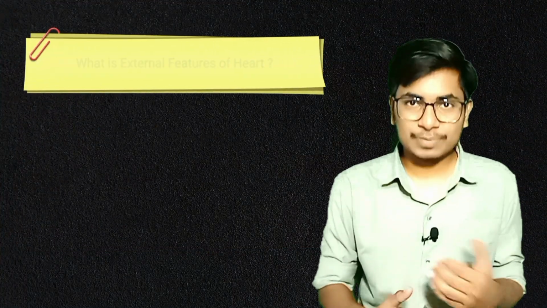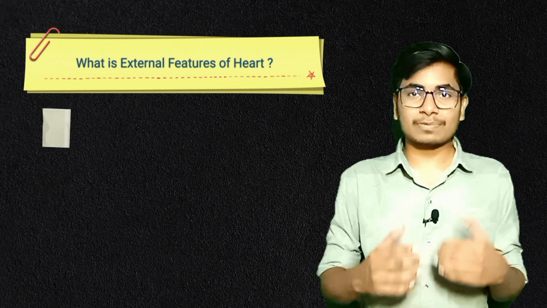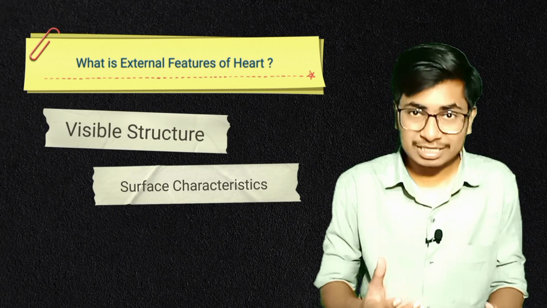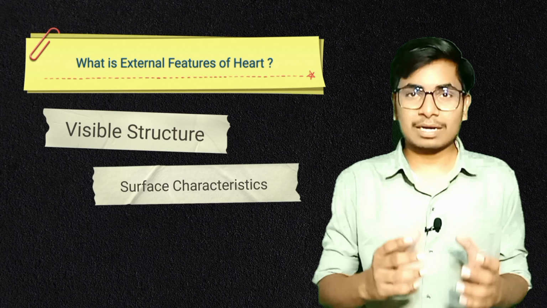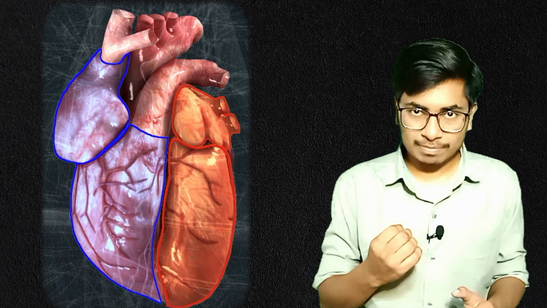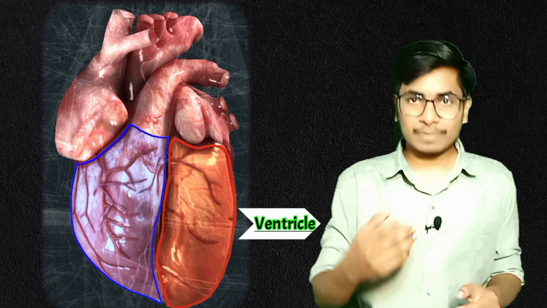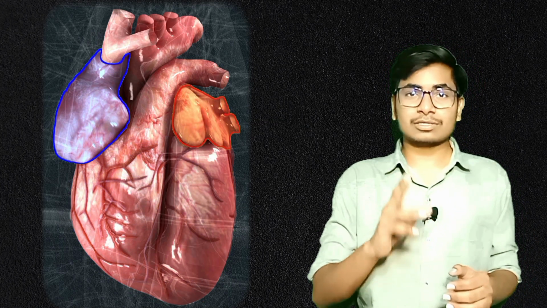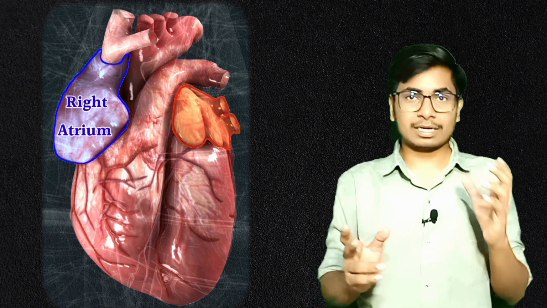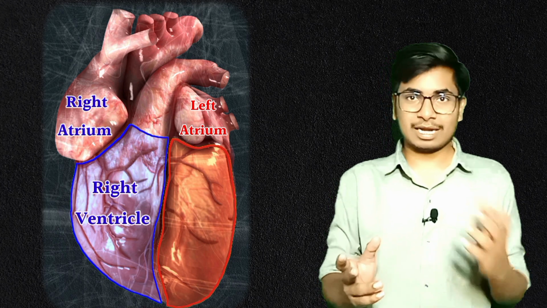Now, what are the external features of the heart? The external features mean all the visible structures and surface characteristics which we can observe from outside of the heart. When we see the heart externally, we can see the following structures. There are four chambers, in which the upper chambers are called atria and the lower chambers are called ventricles. The atria are two, the right atrium and left atrium, and the ventricles are also two, the right ventricle and left ventricle.